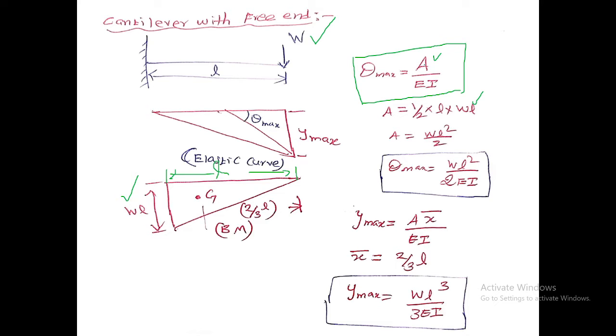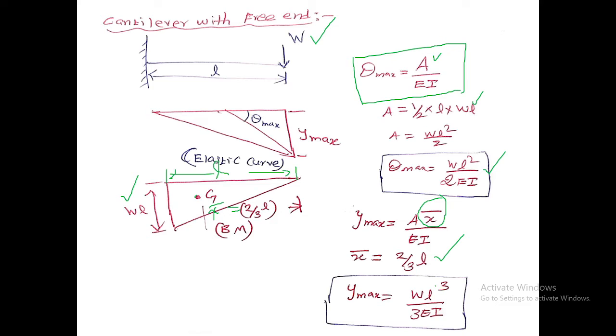So theta max equal to A by EI, which is WL squared by 2EI. The maximum bending moment is at the free end. Deflection y max is A x bar divided by EI, where x bar is the distance of the centroid of the triangle from the free end. x bar equal to 2 by 3 of L.